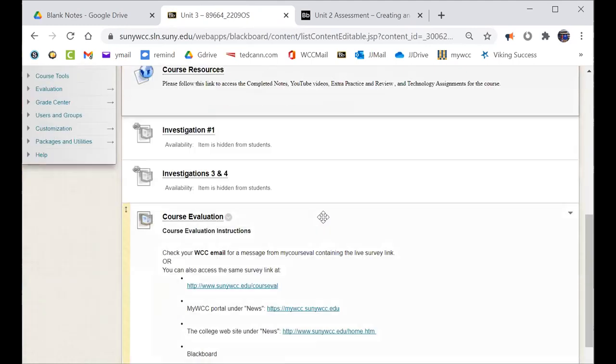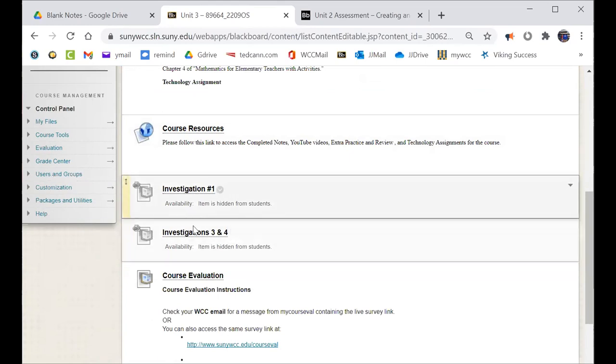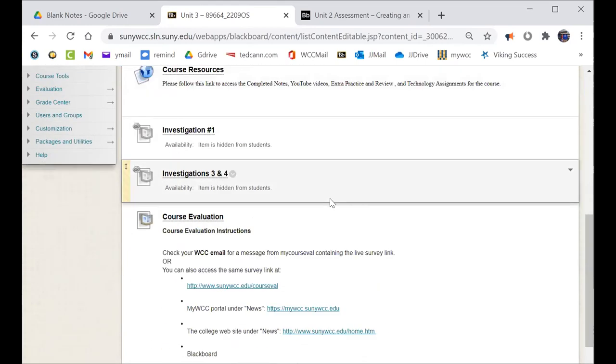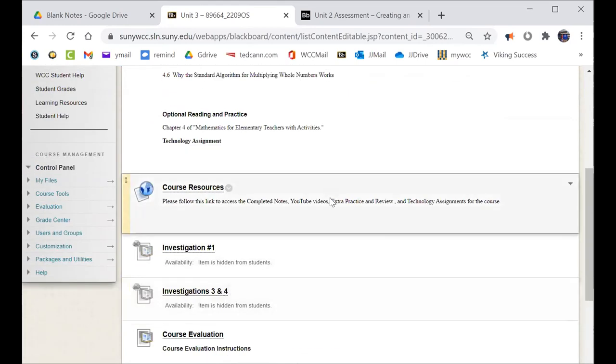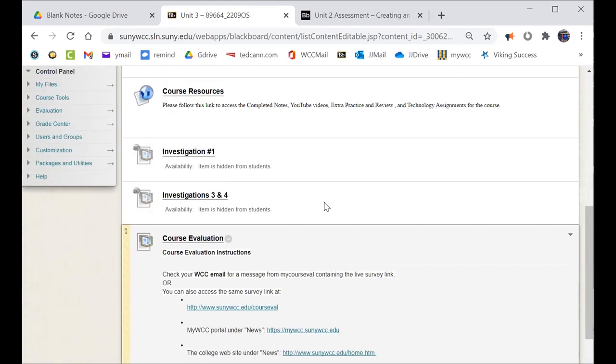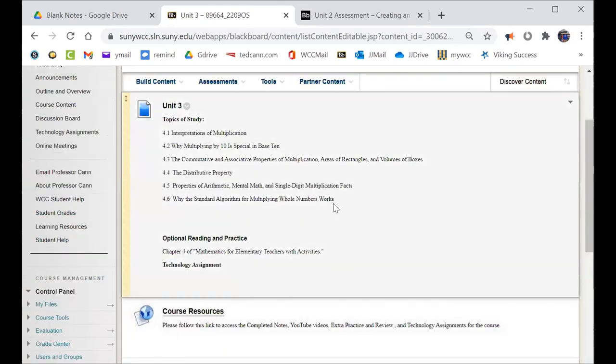clicking on unit 3, we got all this stuff here. Again, I have these as placeholders, so ignore them, the investigations. I kind of moved away from that because I don't really like them. I never really did.